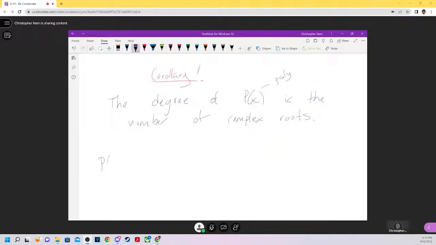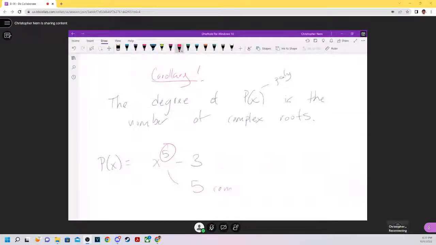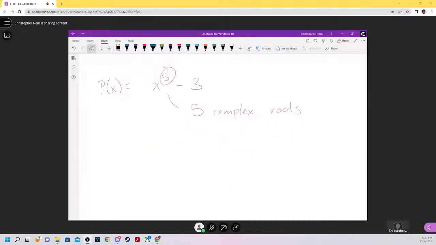So, for example, P of x equals, let's say, x to the 5th minus 3. Because my degree is 5, I have 5 complex roots. So that means you have to be able to find all 5 complex roots. And then we'll end it off with this one idea called the complete factorization theorem. What is the complete factorization theorem?